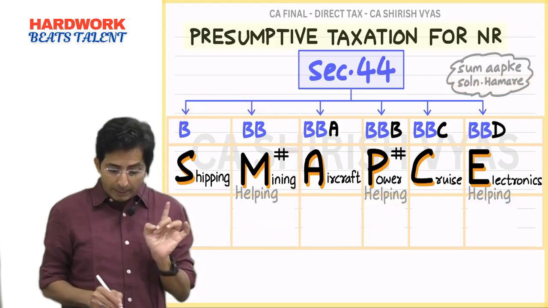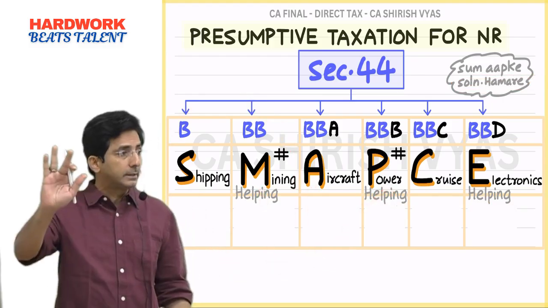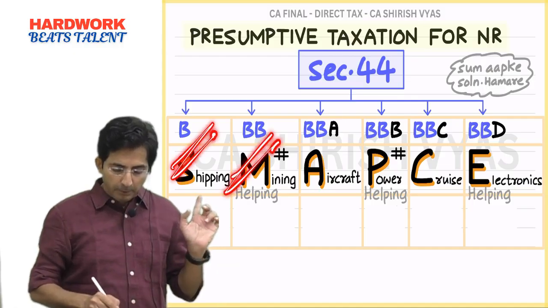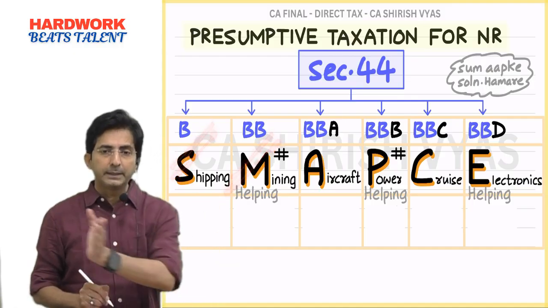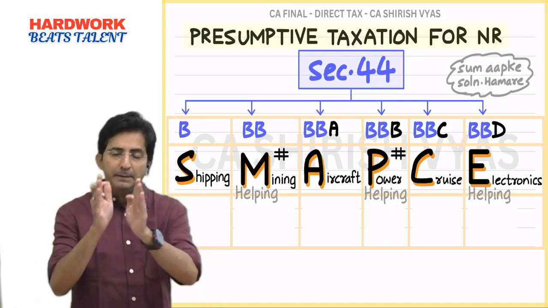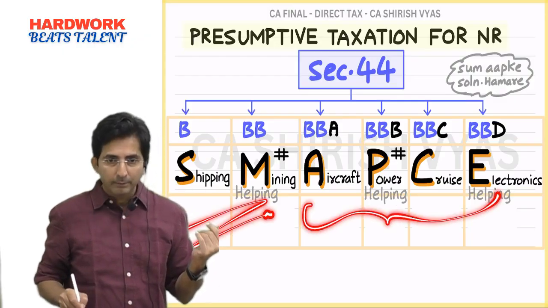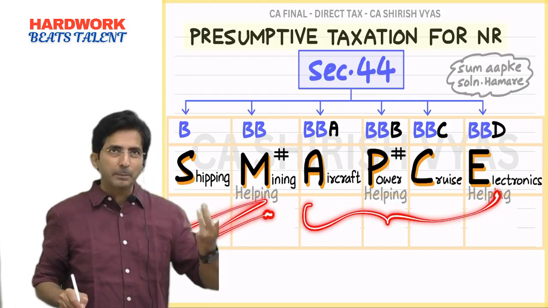And you know, I cannot shift the alphabet from here and there because the section is in sequence. Single B, double B, then all are double B's with ABCD. So I have to keep the alphabet in the same order. SMAPCE. How do you read? Sum aapke. Okay. And in your mind it should be sum aapke, solution hamare.